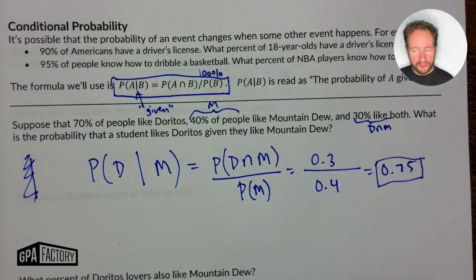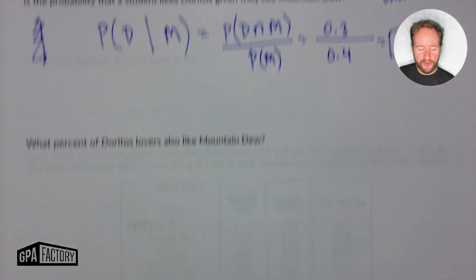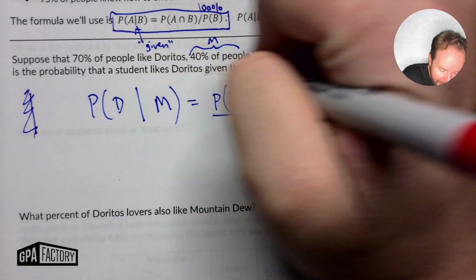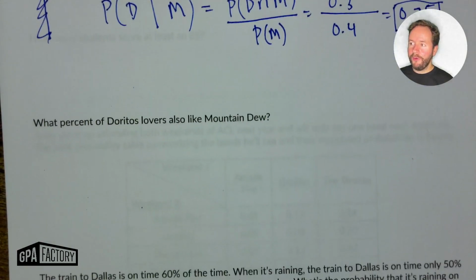Okay, let's do another conditional probability. What I want to do for this question is kind of disguise the language. I was very nice to you in the first question because I literally said the word given in the problem, given they like Mountain Dew. But I'm not always going to be that nice.